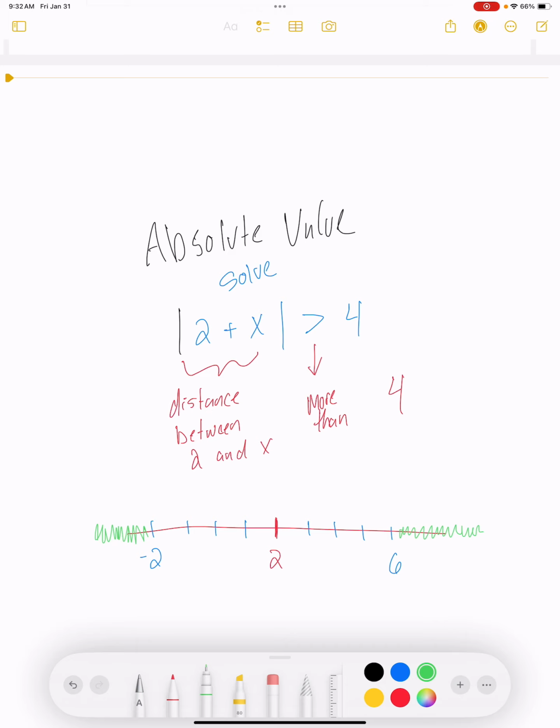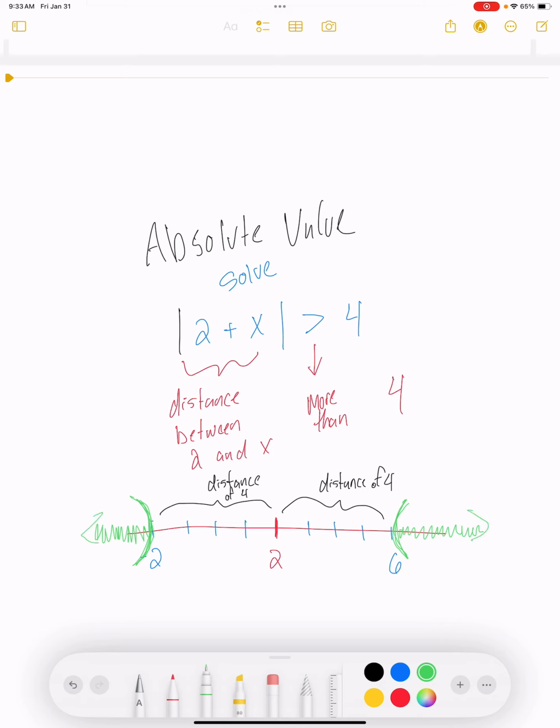Can it be equal to 4? Is my distance exactly 4? No. This is that distance of 4, right? Now, it says it's more than the distance of 4. So it has to be bigger, which means that now my solutions, they can't be equal. They have to be either bigger or further away, I should say, since we're talking about distance, right?